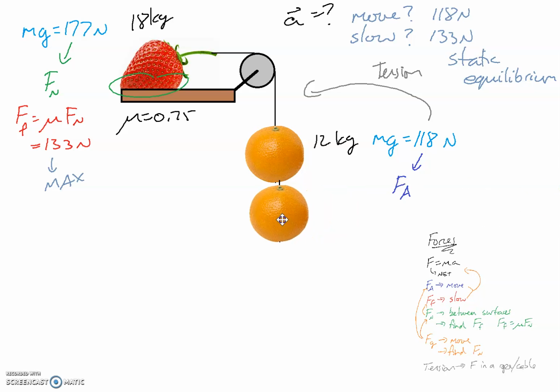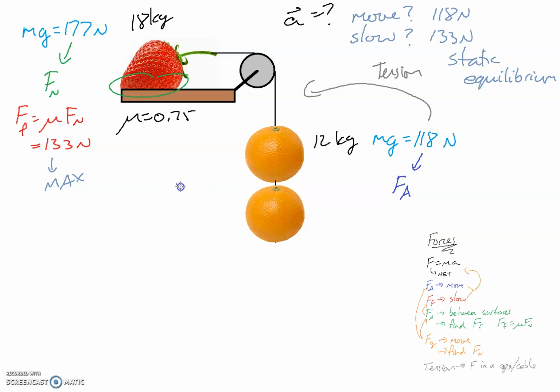Let's add another orange. Okay, bit of fruit salad going on. There you go. So here we've added another orange. Now we've got more than enough force to actually get this thing to move. All I've done really is adjust my applied force. So instead of having just 118, now I've got twice as much orange going on, and we'll assume they're identical.